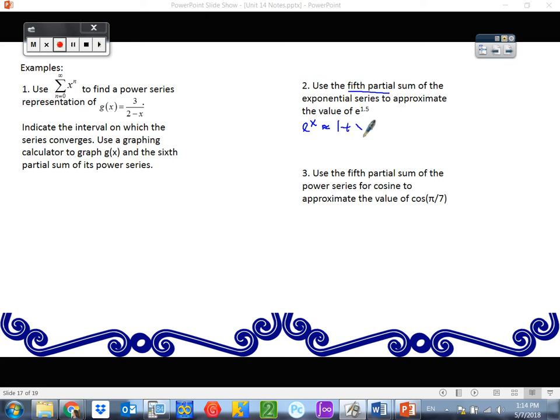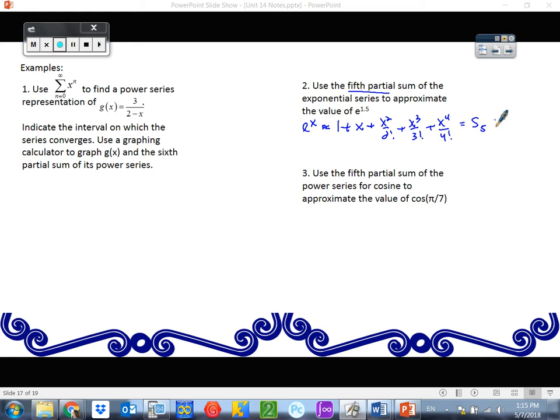So 1 plus x plus x squared over 2 factorial plus x cubed over 3 factorial plus, 1, 2, 3, 4, I need one more, x to the 4th over 4 factorial. This is my fifth partial sum, s sub 5.